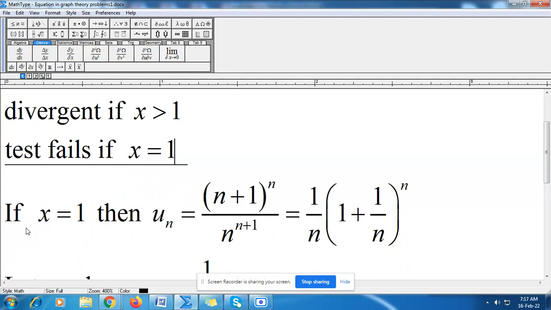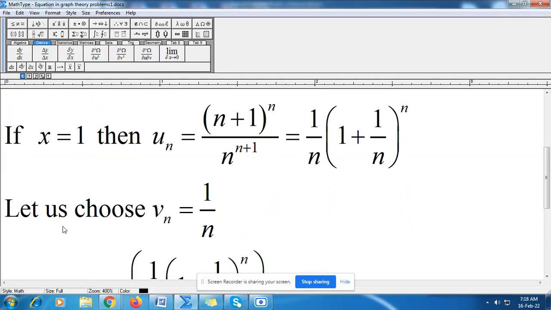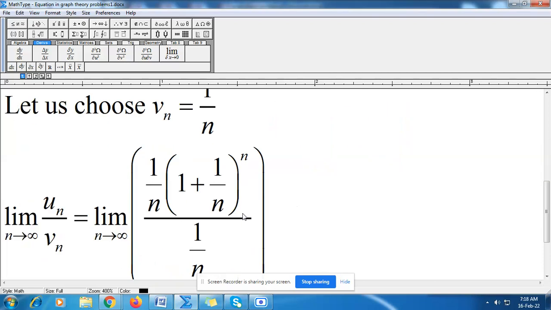Now, if x equal to 1, then u_n is equal to (n plus 1) power n by n power n plus 1. Now simplify, 1 by n taken out, and (n plus 1) power n by n power n can be written as (1 plus 1 by n) whole power n. Now choose v_n as 1 by n. You have to choose v_n either as an auxiliary series or a geometric series. So here v_n is 1 by n.